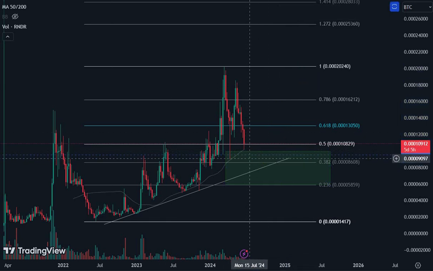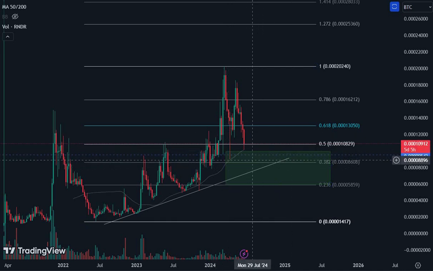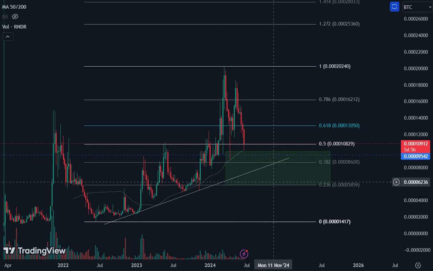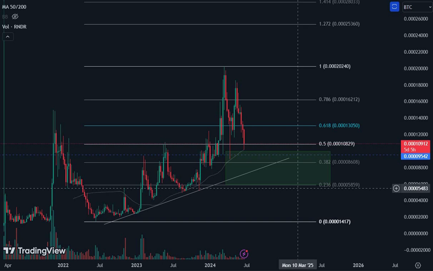But if we break it, because usually we bounce, but not all the time, you have to be prepared to get some more at a lower price, and the next one would be around here, and the next one would be this uptrend, and the absolute lowest would be 236. But I don't really think we can get there anytime soon, because Render is getting stronger, and again, a lot of recognition on the market.